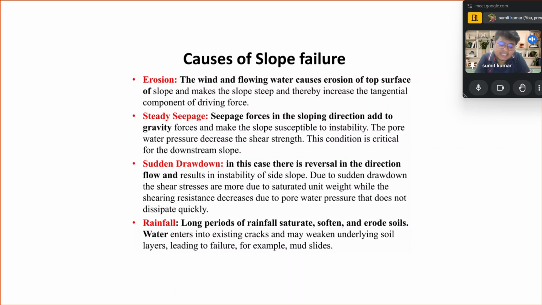Next one is rainfall, and the problems associated with rainfall we already discussed. Over here it is mentioned that a long period of rainfall saturates, softens and erodes the soil, and water enters the existing cracks and may weaken the underlying soil layer, leading to failure. For example, mudslides. Right.